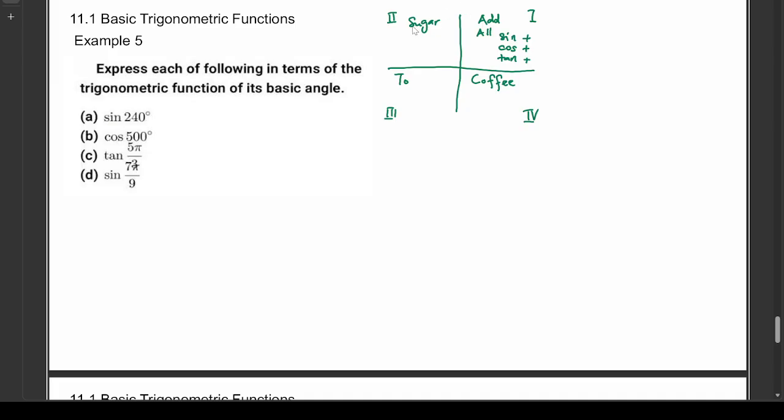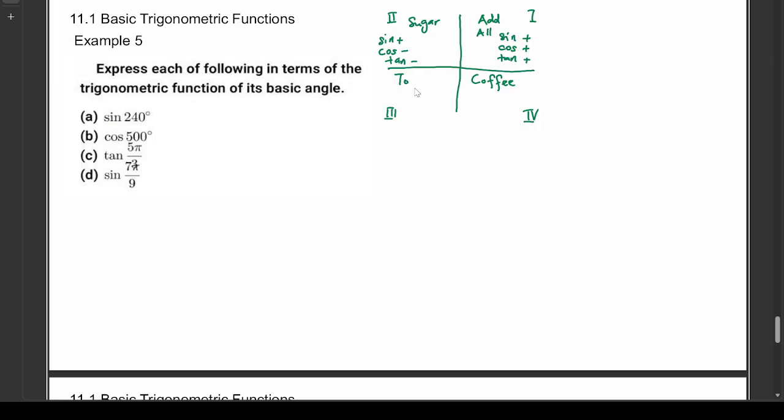For the second quadrant, S, the first letter, that means your sine is positive. What about your cos? Your cos will be negative, and your tan will also be negative. That is second quadrant, right? Again, you can try pressing the calculator. Let's say cos 100, you will get a negative value.